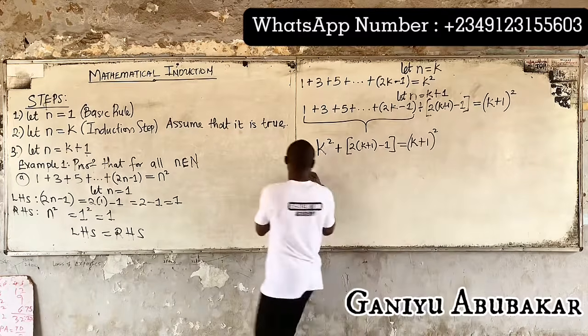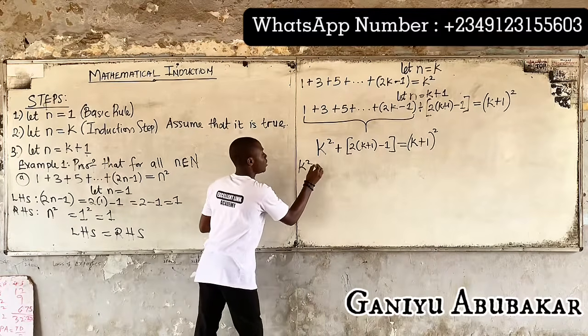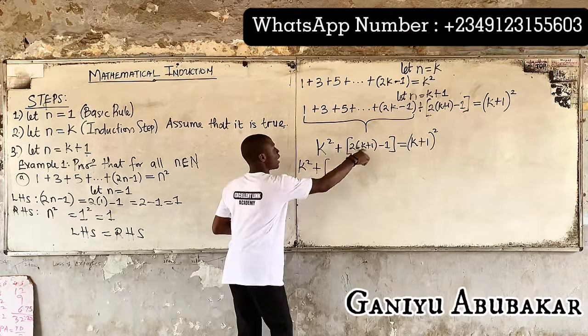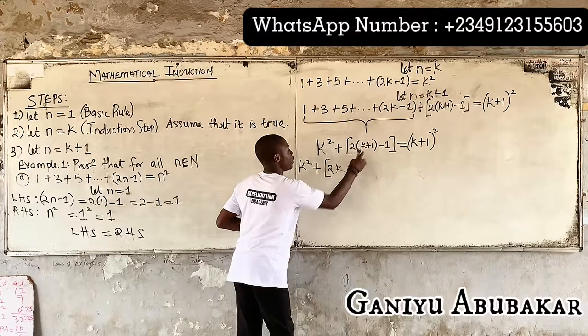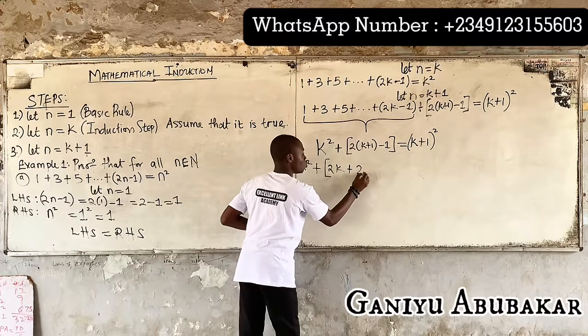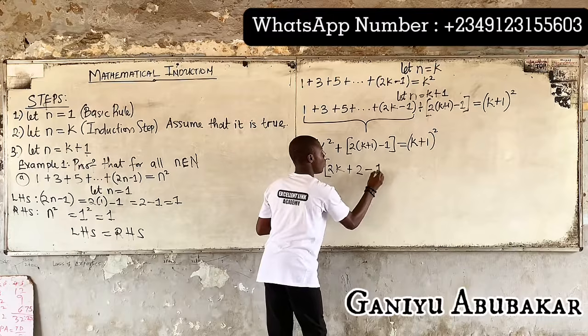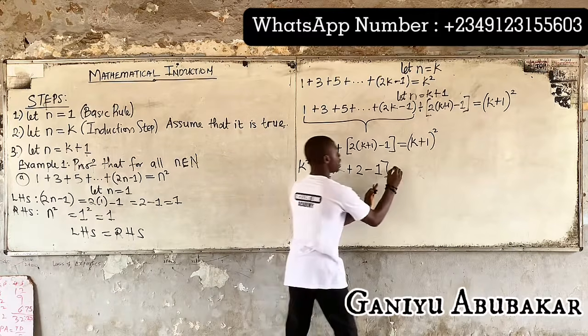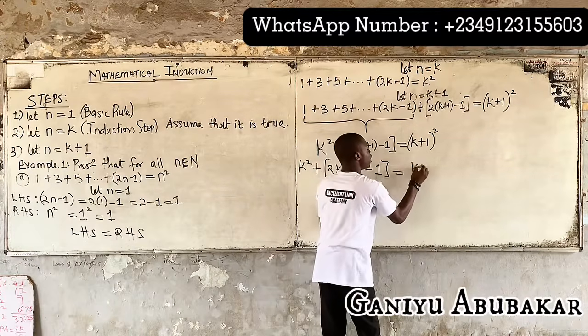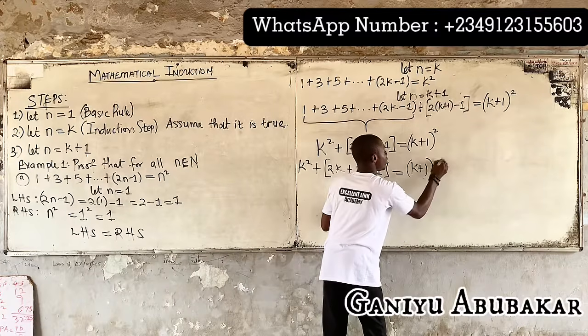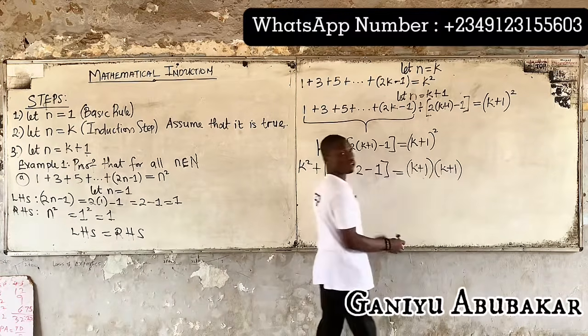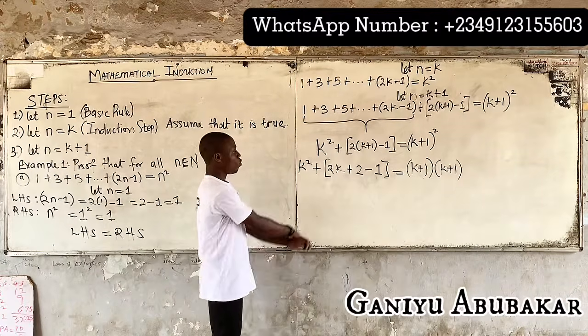So what do I get here? I'll have k squared plus 2 times k, 2k plus 2 times 1, 2, minus 1. I'm done with this. Is equal to, this one means k plus 1 into what there? K plus 1. True or false? True.